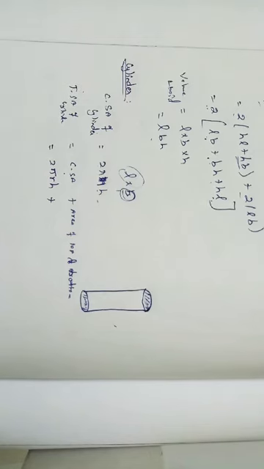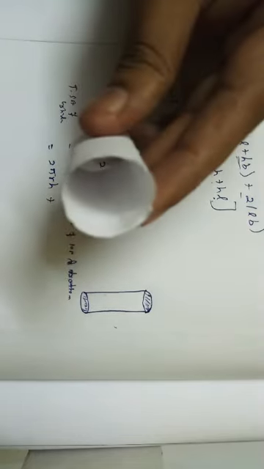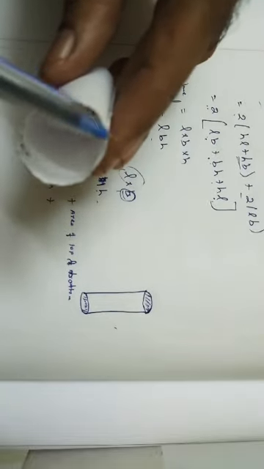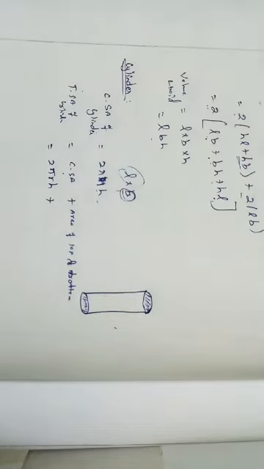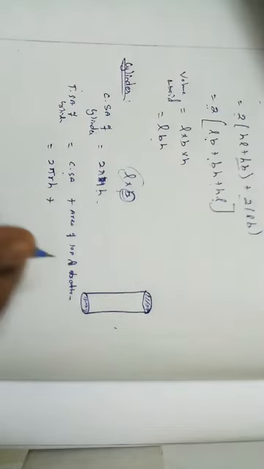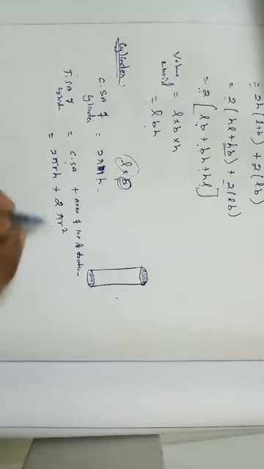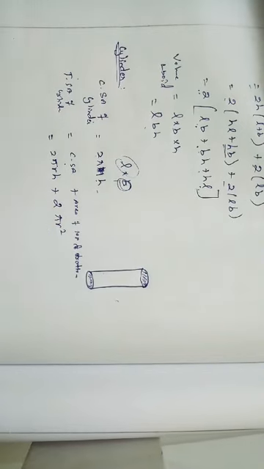What is the shape of the top and bottom? It's nothing but a circle shape, right? So the area of the top is the area of a circle, and the area of the bottom is also the area of a circle. So 2 times the area of a circle. What is the formula for the area of a circle? Pi r square. So 2 pi r square.